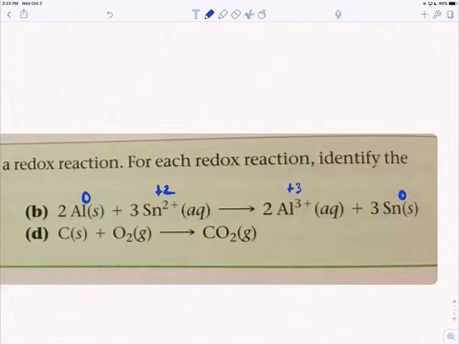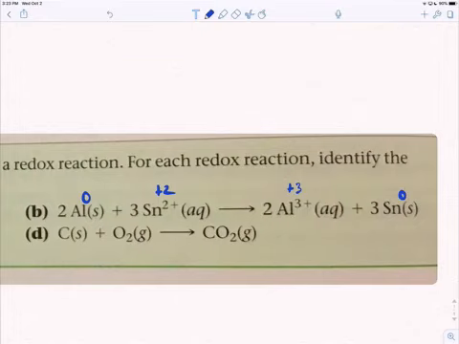So if this is being oxidized, what does it make it? It's the reducing agent. Yeah, of course. This is the reducing agent because it is being oxidized. It's delivering its electrons. It's delivering reduction. Tin goes from +2 to 0. It is absorbing electrons. It is oxidizing this. It is the oxidizing agent by the fact that it's being reduced. Make sense? Okay.